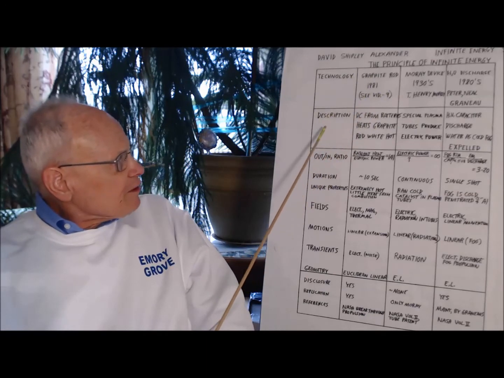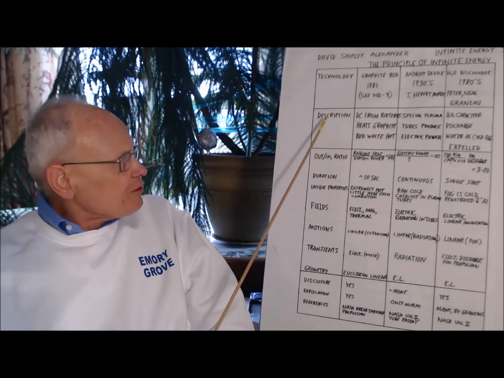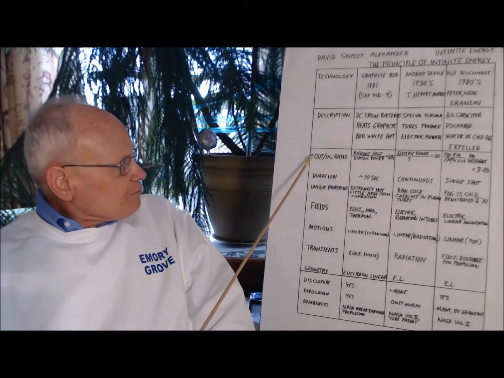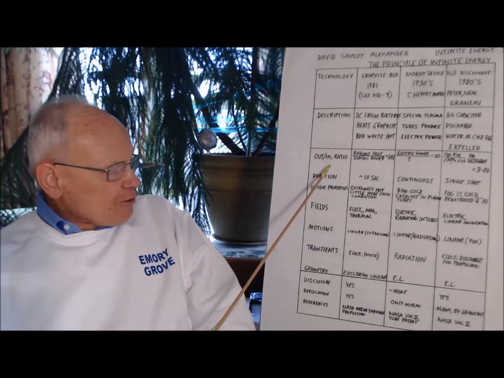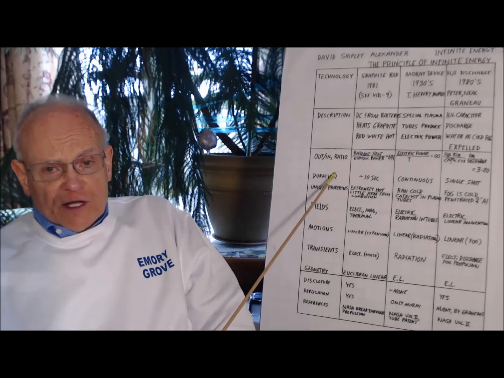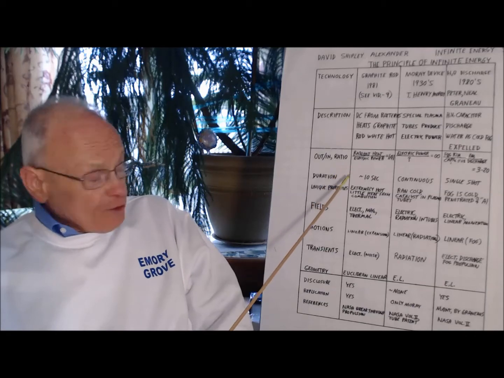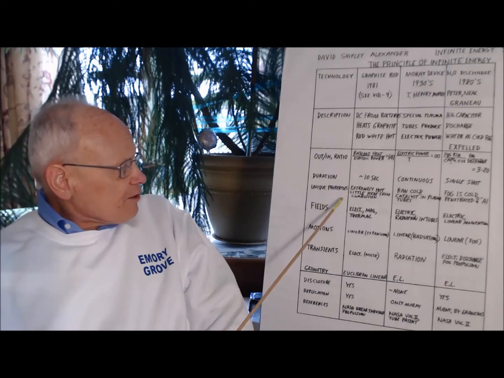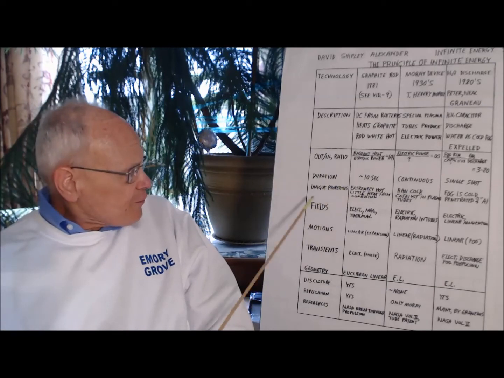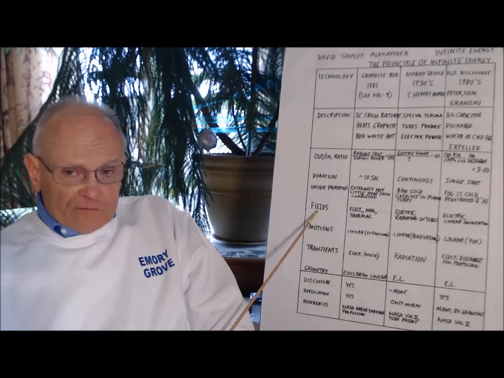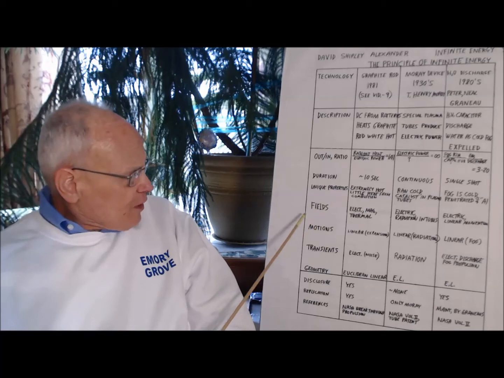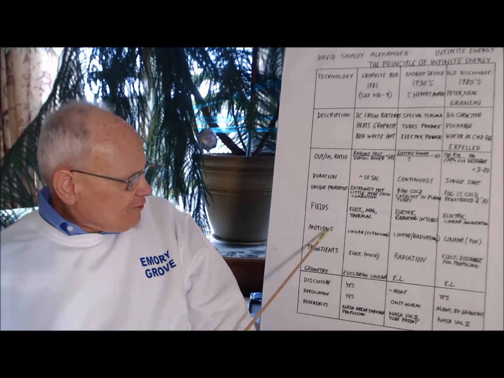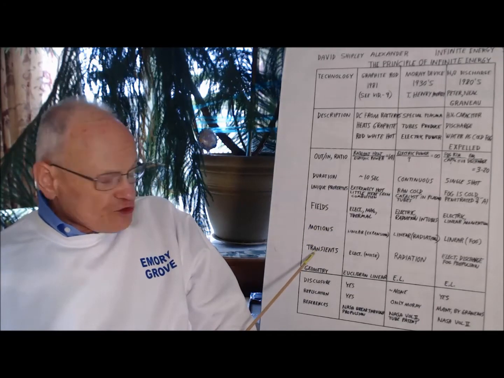So the way I have arranged the data is in these parameters: what the technology is, name of it, who did it, when, description, very brief description here, the very important over unity ratio, or outputs divided by the known inputs, duration, how long it lasts or runs, unique properties, the types of fields involved, electric, magnetic, so forth, types of motion involved, what are called transients.